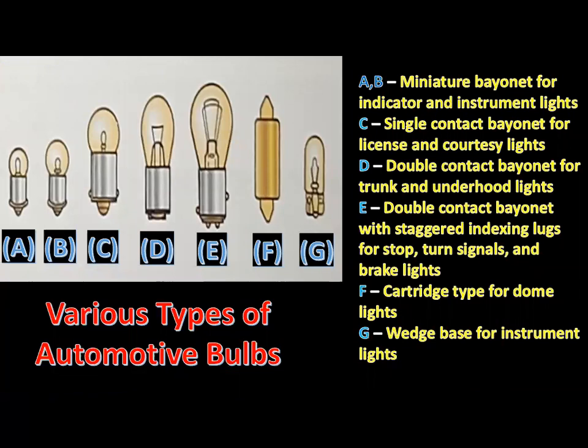Many automotive bulbs have two filaments and two terminals that supply voltage to the filaments. These dual filament bulbs serve two purposes, such as stoplights and tail lights. The indexing pins position the bulb terminals properly in the socket. A variety of different bulbs are used in a typical vehicle.